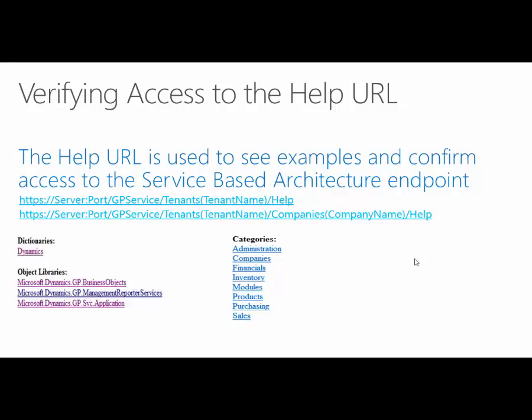Now, you'll notice there's two different URLs, and I want to point them both out. If I was an installing user, but I was not set up in GP, I could use the first one. If I was not the install user, or was the install user, it doesn't matter, but I was set up with access in at least one of the companies, I can see the second URL as well.